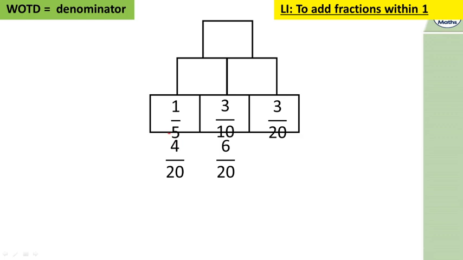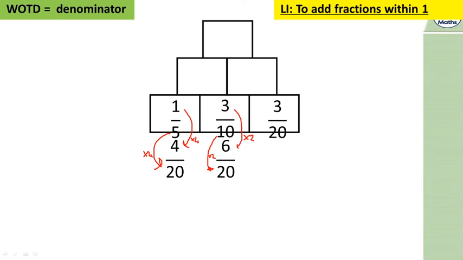Okay, so I've done this one because I know that 5 times 4 is 20. Whatever you do to the bottom, you do to the top. So 1 times 4 is 4. This one we've done 10 times 2 is 20. Whatever you do to the bottom, you do to the top. 3 times 2 is 6. So now we've got 4 20ths for this box.